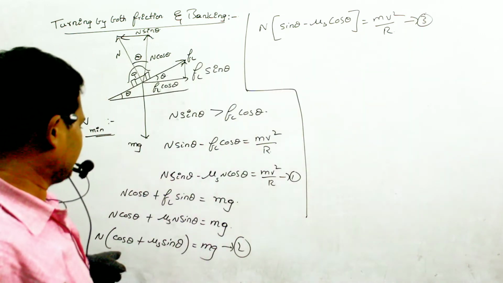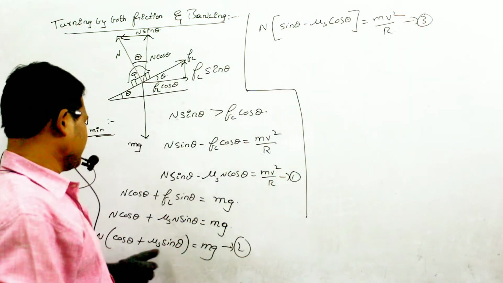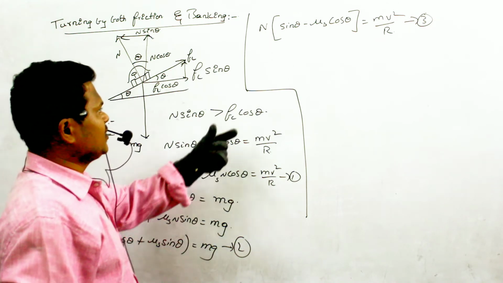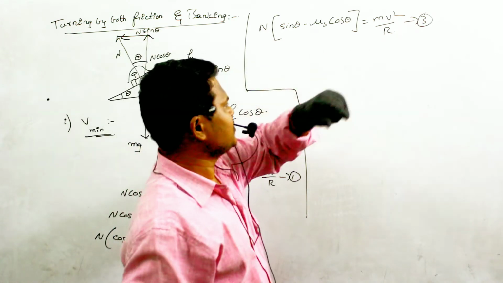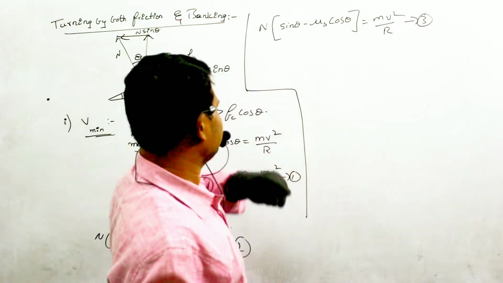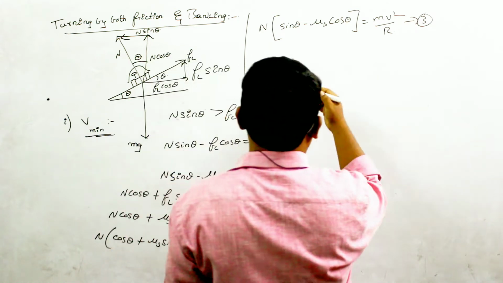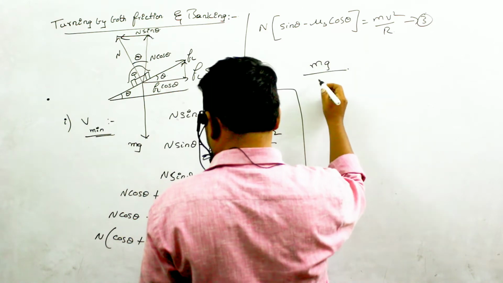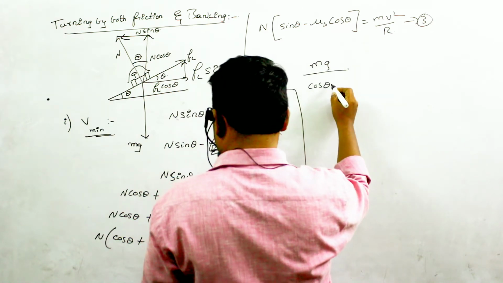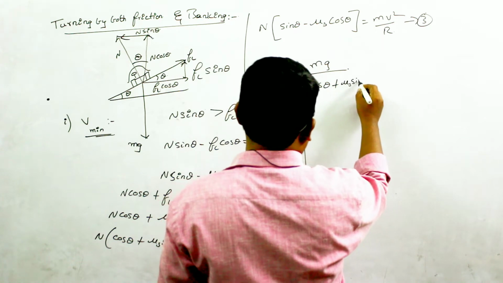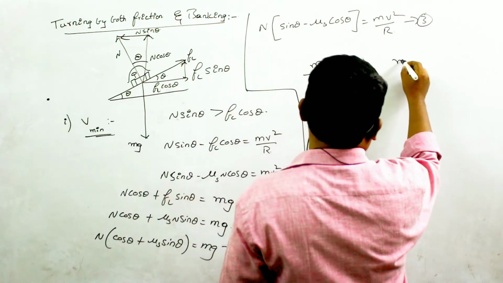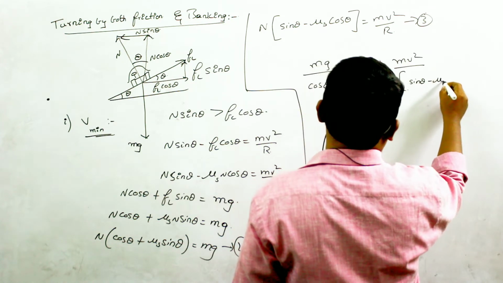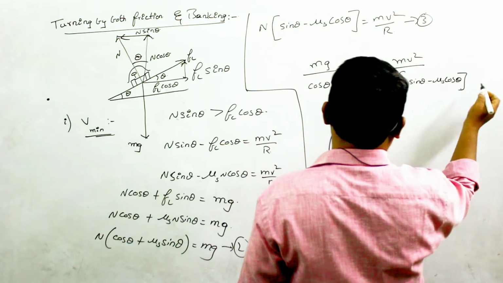So if I observe equation number 2 and equation number 3, from here I can get N is equal to mg divided by cos theta plus mu s sin theta. And here also I can get N is equal to mv square divided by r into sin theta minus mu s cos theta. So therefore, equating N value and N value, I can write mg divided by cos theta plus mu s sin theta is equal to mv square by r into sin theta minus mu s cos theta. So this is how I can get the equation.